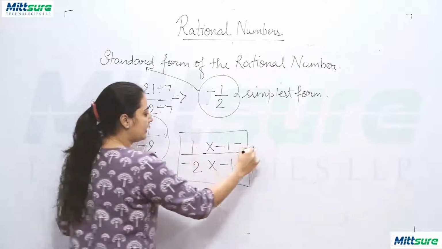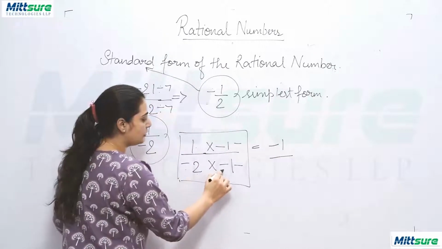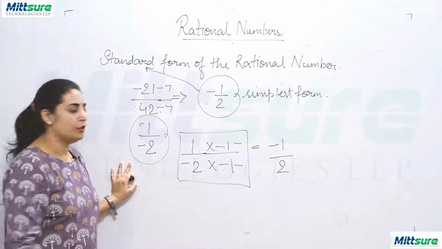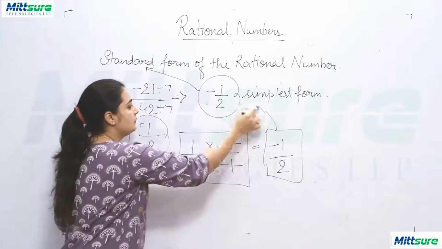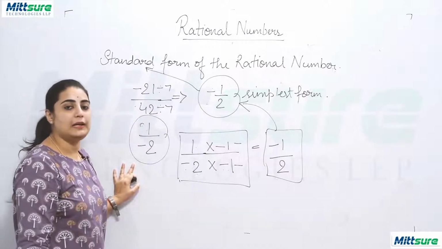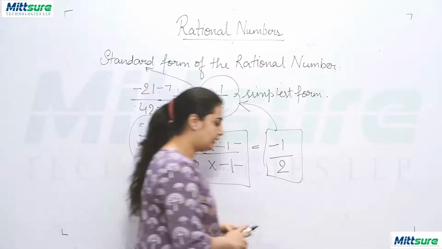So 1 into minus 1 is going to give you minus 1. Minus 2 into minus 1 is going to give you 2. So what is my end result? Minus 1 upon 2, which is similar to this standard form of minus 21 upon 42. Is it clear? Let's come to the next topic.